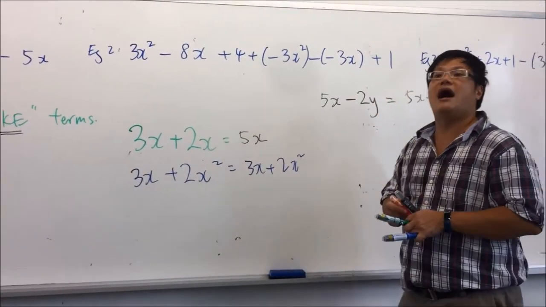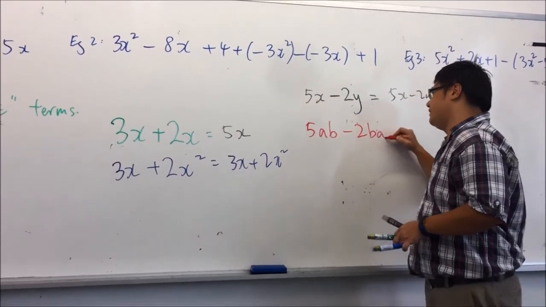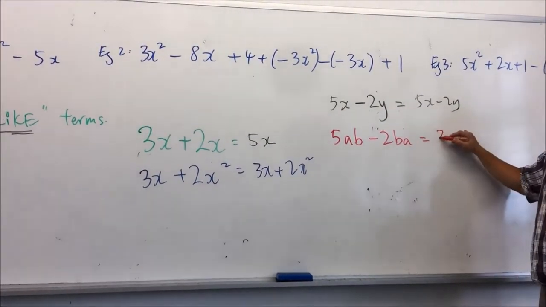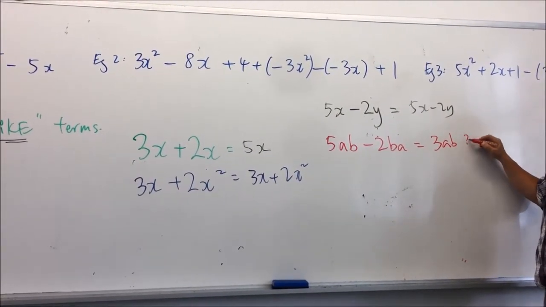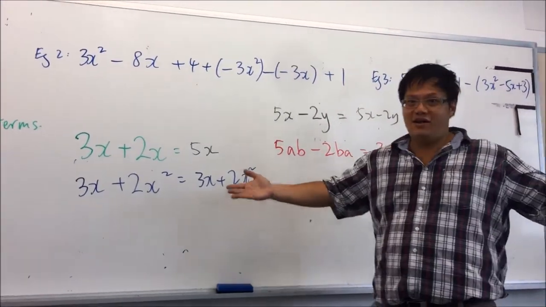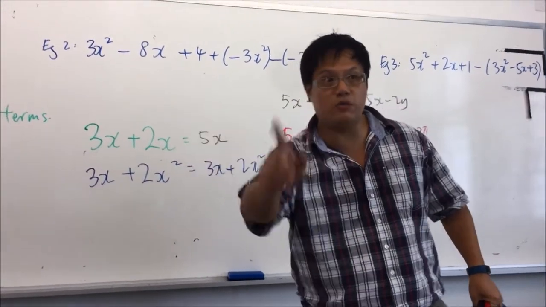Okay, I give you a hard one. What if it is 5ab minus 2ba? What is this equal to? 3ab. Why? Because ba is b times a and ab is a times b. Good. You understand? Not everybody can see that, because it will trick some of you.